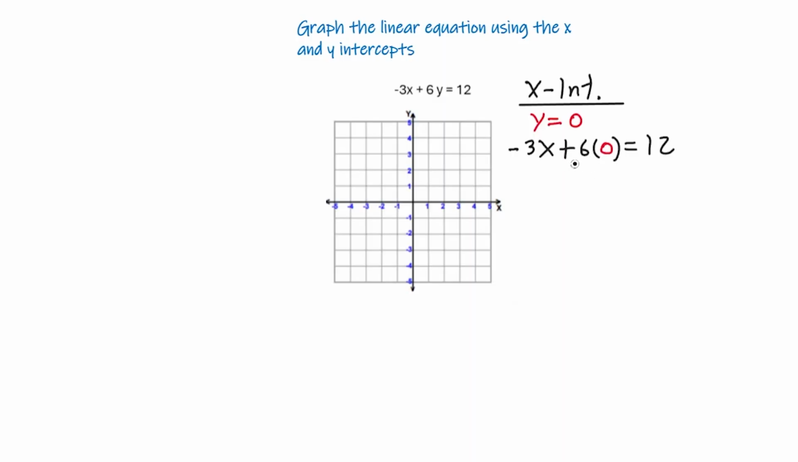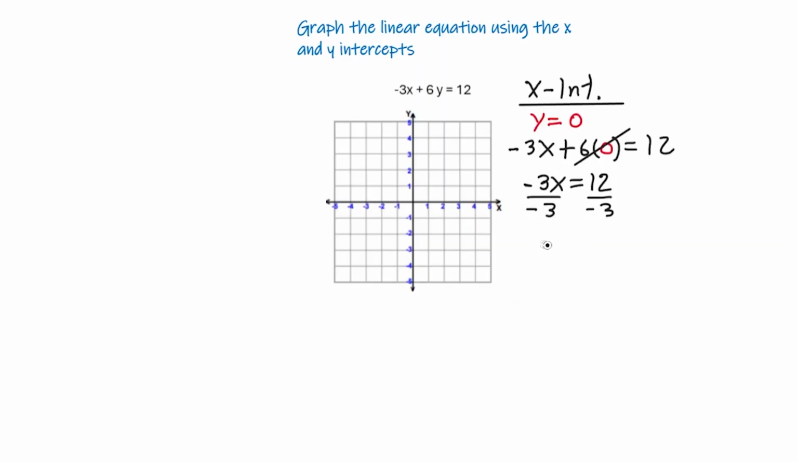6 times 0 is going to be 0. So that cancels. That's how we're going to end up with -3 times x, all of that equals 12. Okay. I know sometimes we say -3x, but it means -3 times x. And now to get rid of this -3, we have to do the opposite. The opposite of multiplying is going to be dividing by -3 in this case. Whatever you do to one side of the equal sign, you do to the other side.